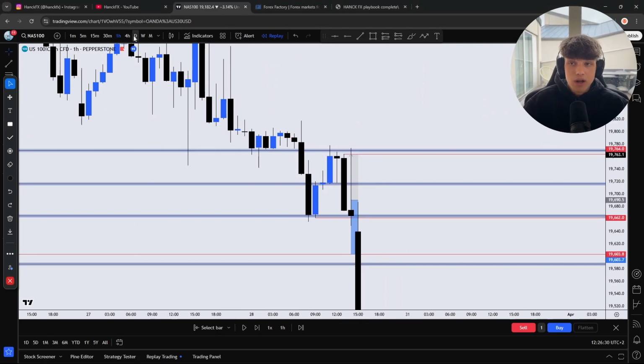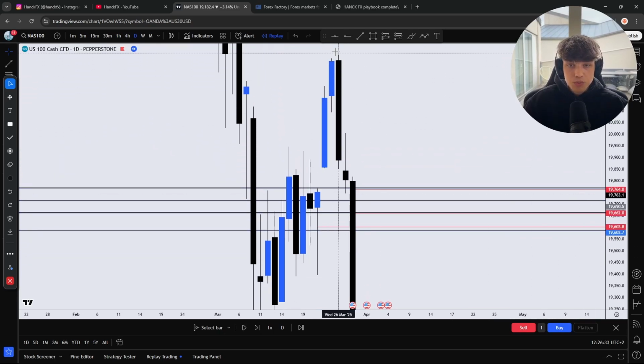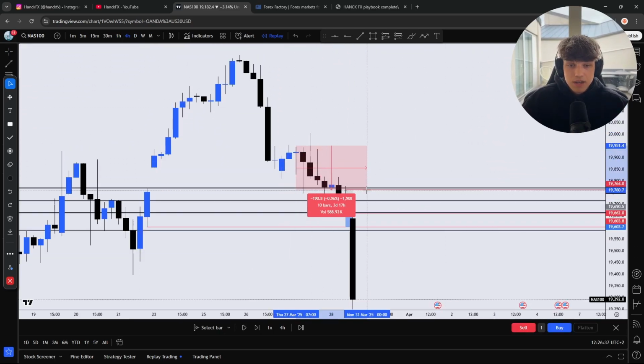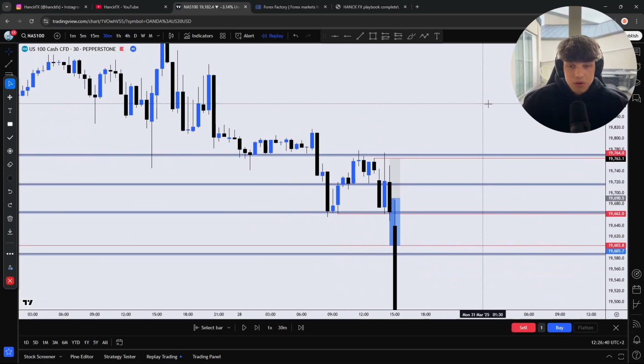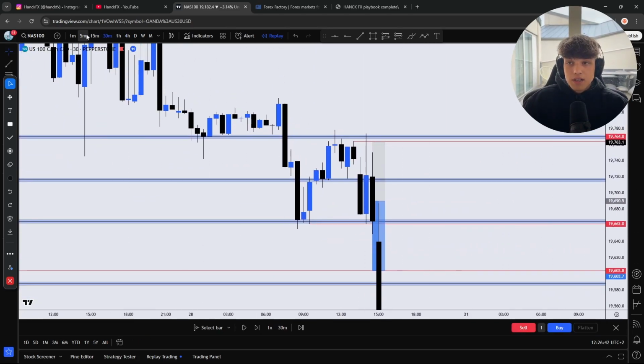Just looking at the 1 hour, I mean, I could go on the daily as well. Two previous candles closed pretty strong bearish. 4 hour also closed bearish up here. Like, this is bearish. Order flow, market structure, and price action is bearish here. Now, let's zoom down to the 5 minute.